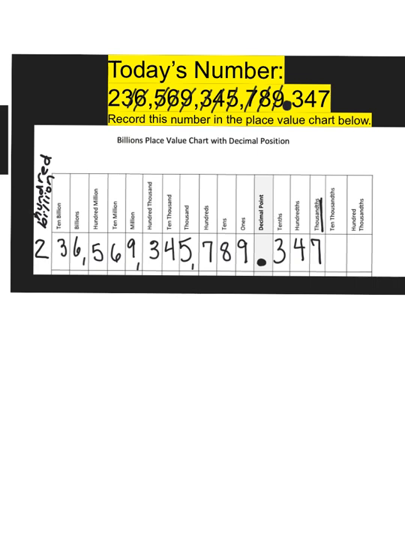Okay, now let's read this number. We're going to read each period or group of 3 digits, and then we'll say our place value words. So our place value words are the ones where we see commas. When we get to our decimal point, we will say and. So this number would be read 236 billion, 569 million, 345,789, and 347 thousandths. That's a pretty crazy number when you think about it.